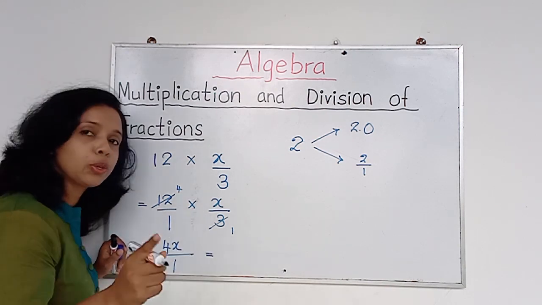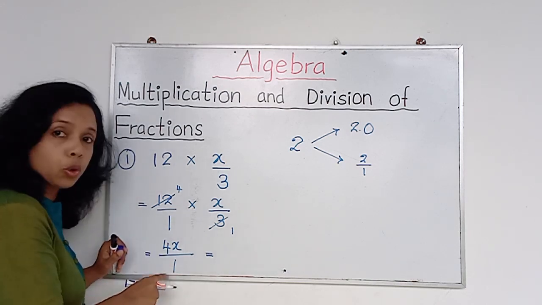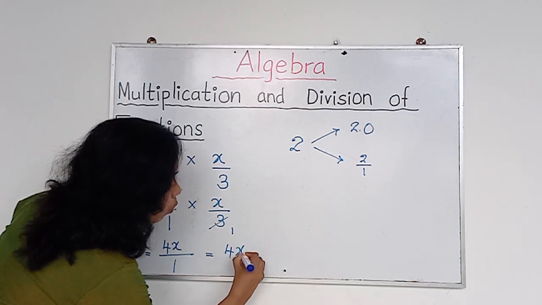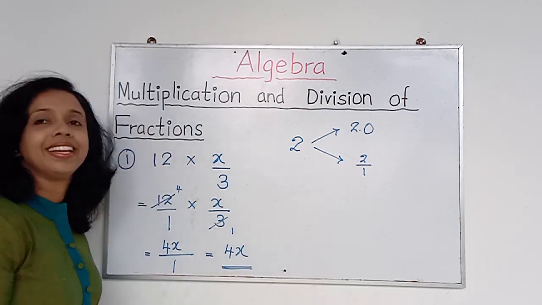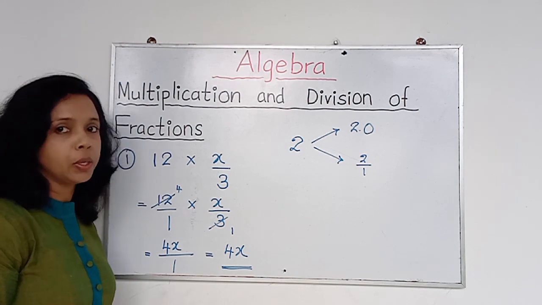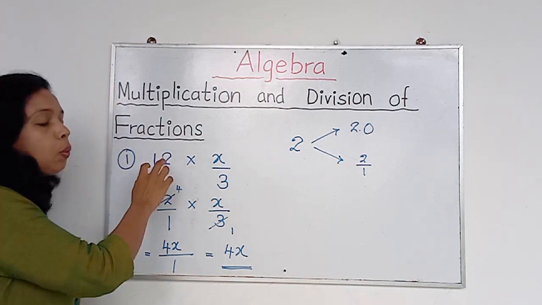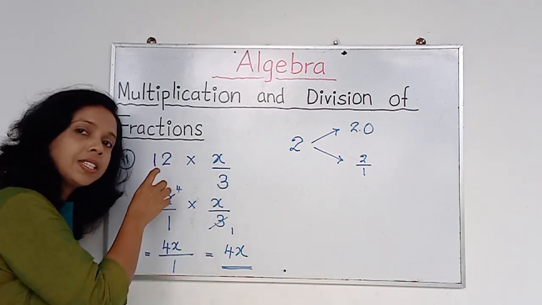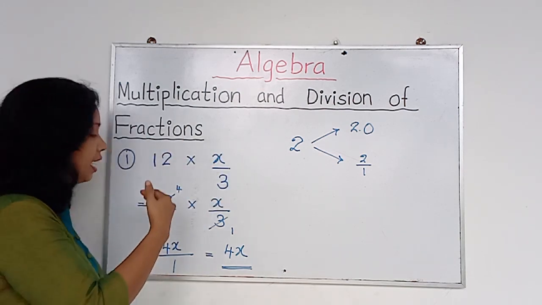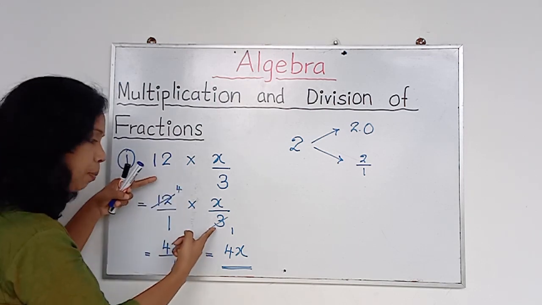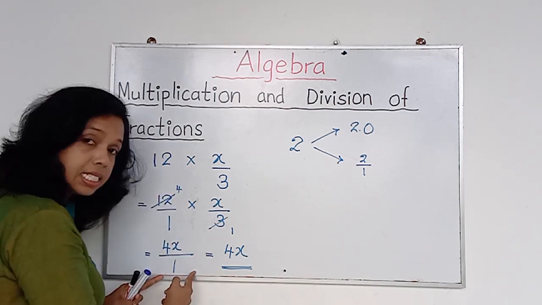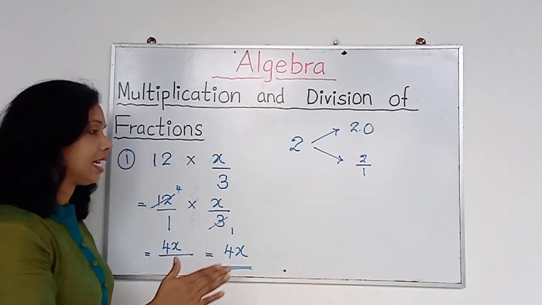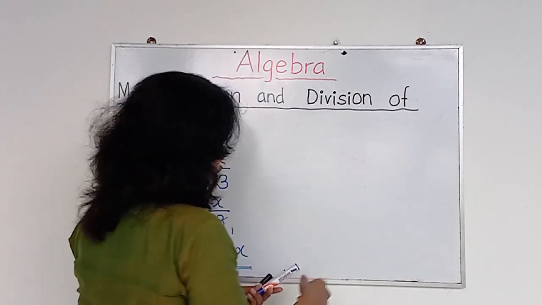But how do you show the final answer? 4x over 1? No. You can show the final answer as 4x. So this is the final answer. Hope everybody understood. So here what happened? You have a whole number and a fraction. Then what I did, I converted this 12 into a fraction. It is 12 over 1. Then I simplified. What was the final answer? 4x over 1, but I wrote it as 4x. Let's do question number 2.